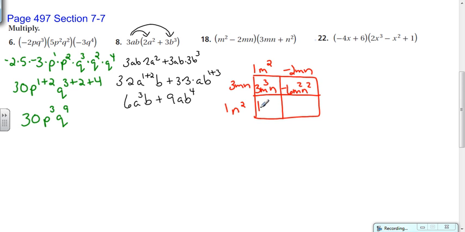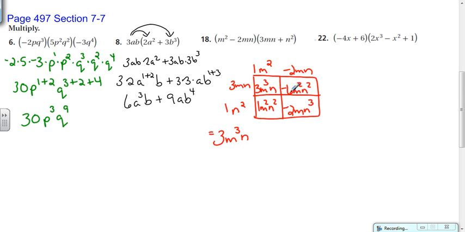And then alphabetically, I'm going to put m squared first and then n squared. And then negative 2 times 1 is negative 2. I'm going to have an m, and then I can do n squared times n and get n cubed. So then I have like terms with the m squared n squareds. So my final answer is going to be 3m cubed n.